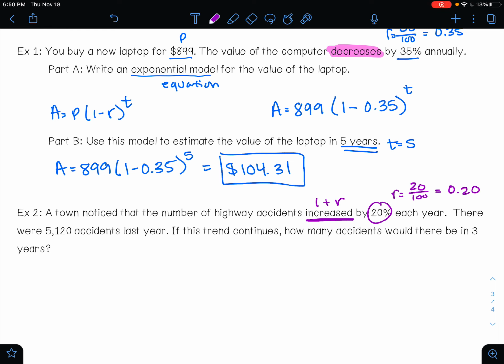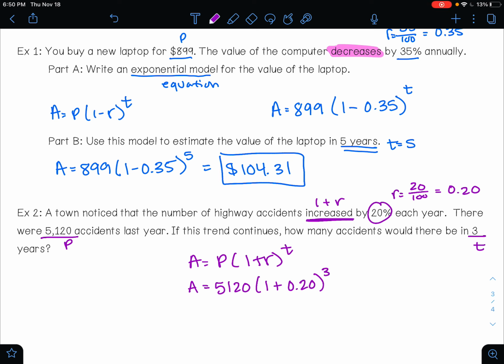Initially, there were 5,120 accidents. And we want to know if this trend continues, how many accidents will there be in 3 years? So that's T. So I'm going to be using A equals P times 1 plus R to the power of T. So I'll have A equals, my initial amount is 5,120 times 1 plus 0.20. And that is raised to the power of 3.